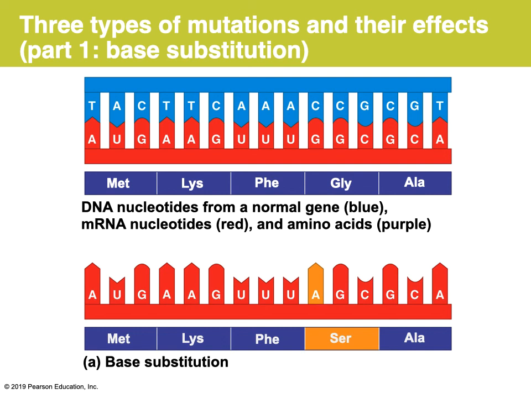You can have substitutions that are silent. This would be an instance where you change one of the nucleotides, but it still codes for the same amino acid. Because you notice in that diagram, there are many amino acids that have more than one possible codon representing them. So it's a substitution where it still winds up coding for the same amino acid.